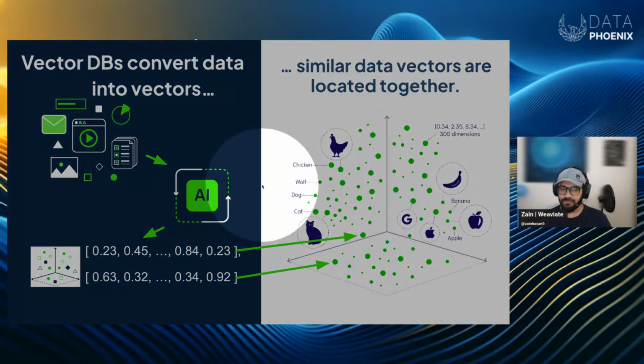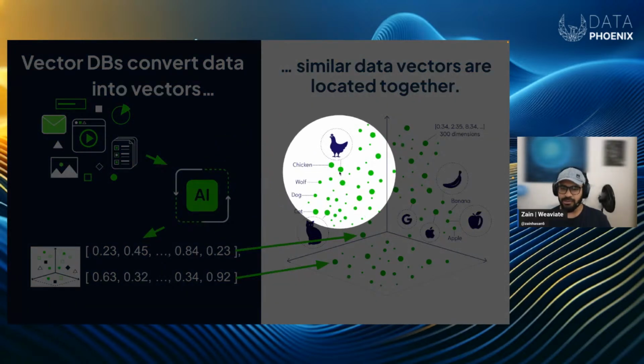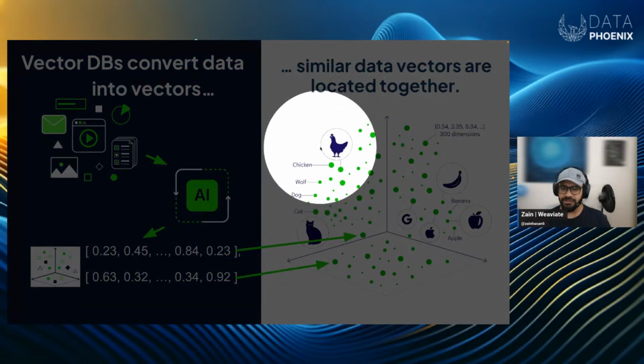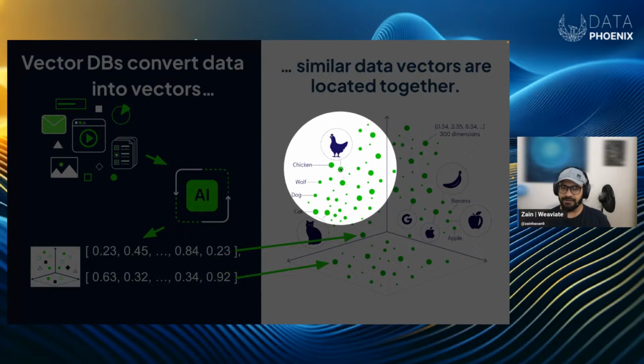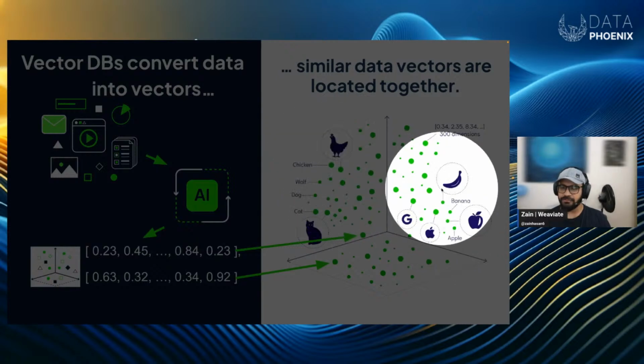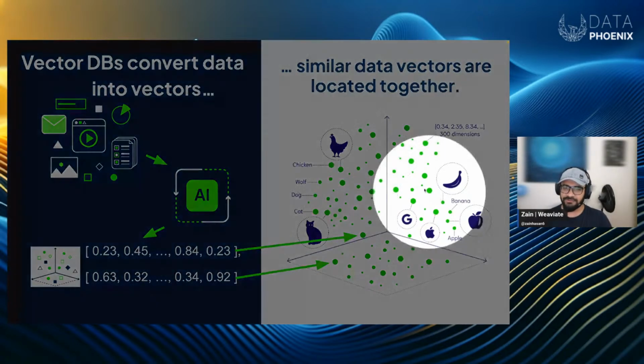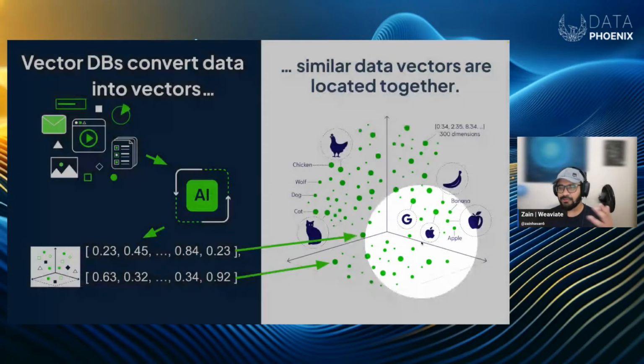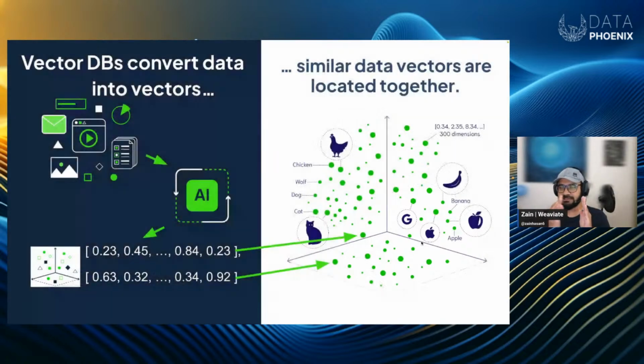One thing you'll notice is that similar concepts are located in close proximity. The word chicken and the picture of a chicken have vectors that are nearby, whereas the word chicken and the word banana and the image of the apple are farther apart. So in this vector space, closeness signifies semantic similarity, and distance signifies dissimilarity. The higher the distance, the more dissimilar the objects are.